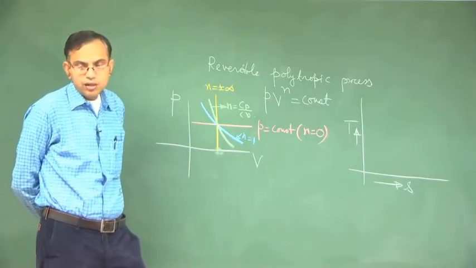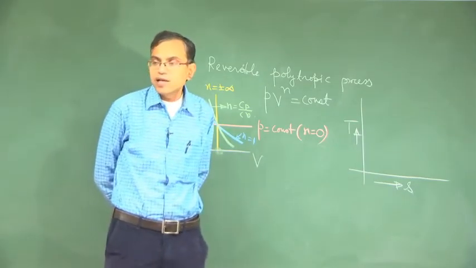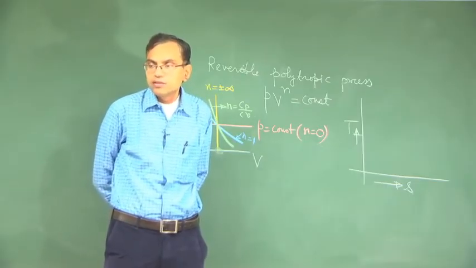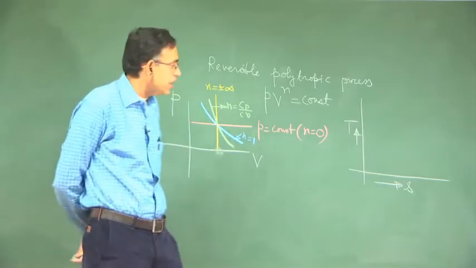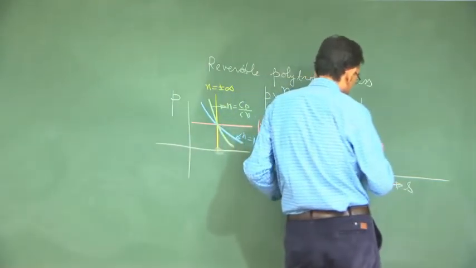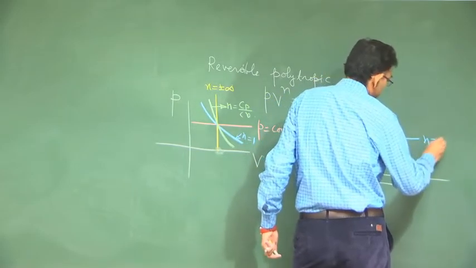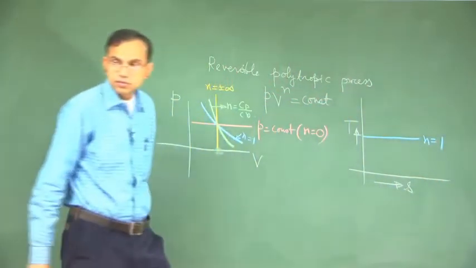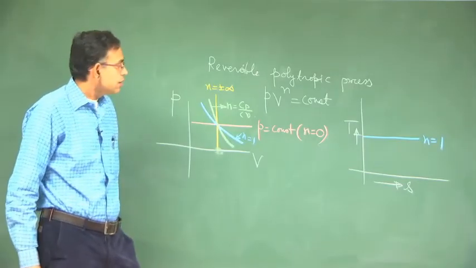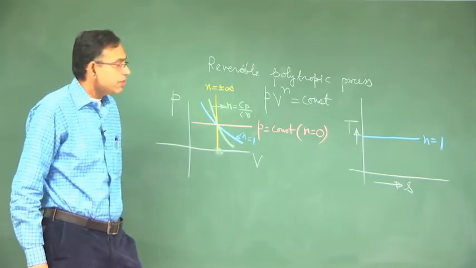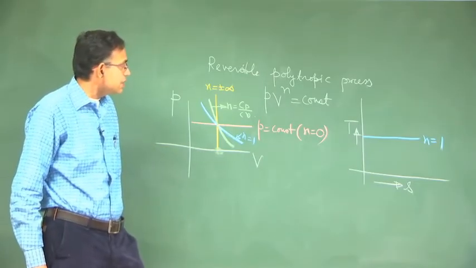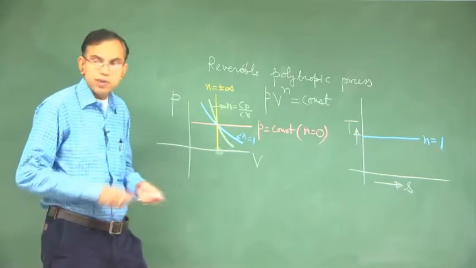So, first of all, isothermal process, reversible isothermal process is temperature equal to constant. So, n equal to 1 is this one. What will be the vertical line in this? S equal to constant, that is reversible adiabatic process, n equal to Cp by Cv.